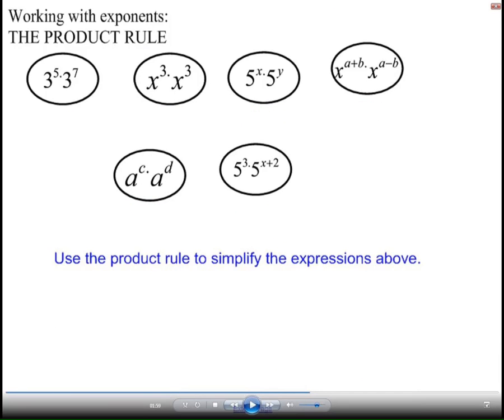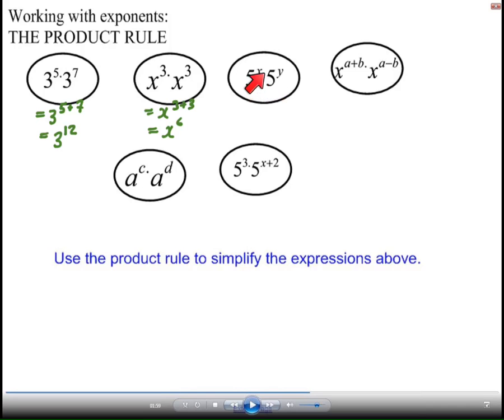Now the next issue is, if we can use the product rule, how exactly will we use it? In the first case, 3 to the 5 times 3 to the 7 should be rudimentary. That's 3 to the 5 plus 7, which is 3 to the 12. Second one, there's 3 x's times 3 more x's, so that's a total of x to the 6th power.